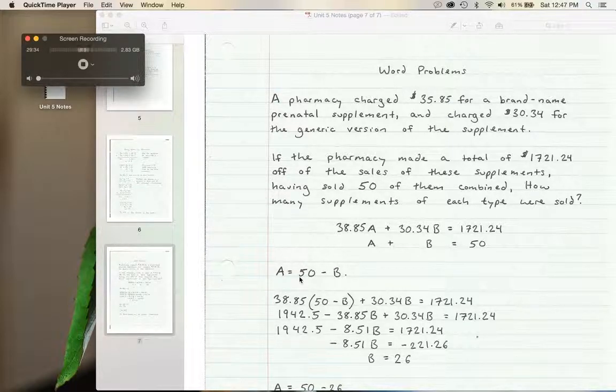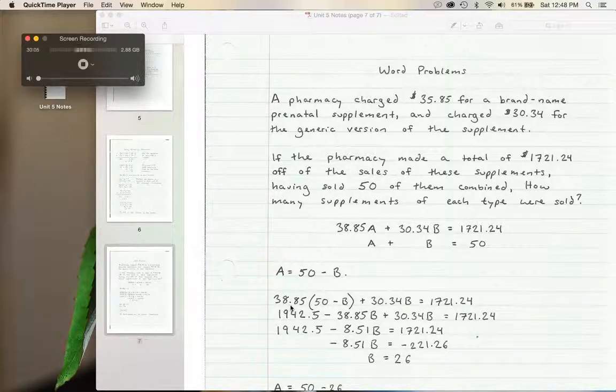I can now take this 50 minus B, which is A, and I can plug it in where I see A in the other equation, in this case the first equation. So next I've rewritten down the first equation, 38.85, but instead of writing A, I've written what A is, 50 minus B in parentheses. Then I've proceeded to write the rest of the first equation. Now I'm going to simplify and try to solve for B.